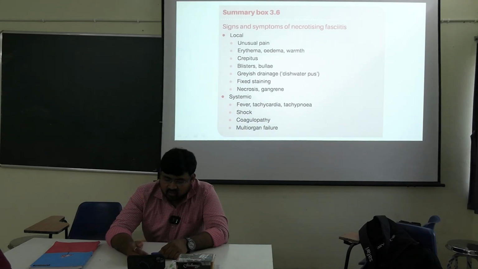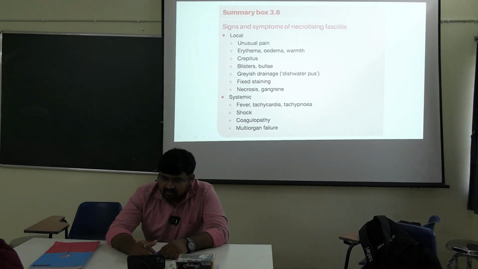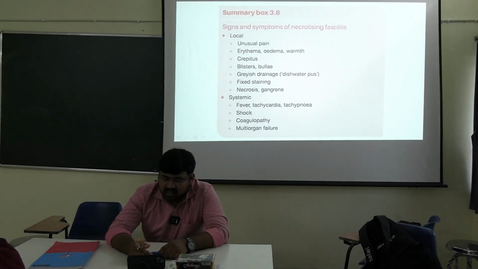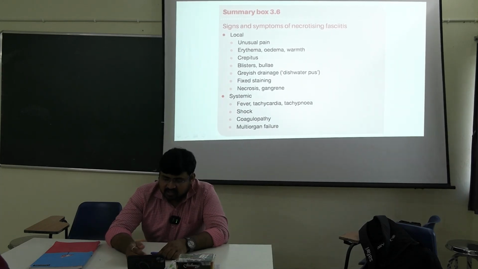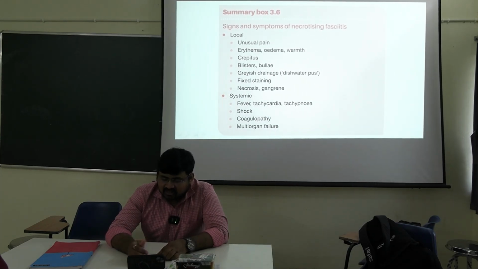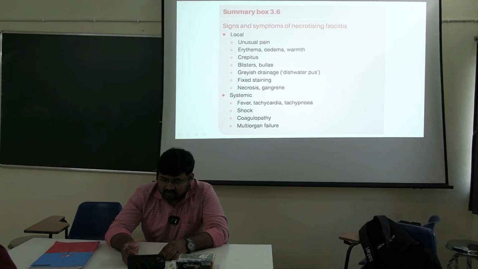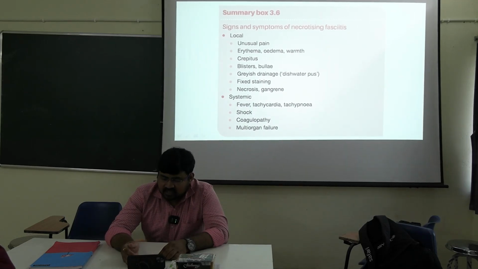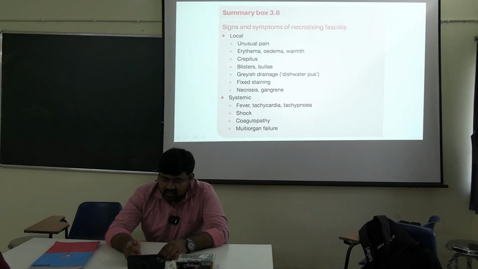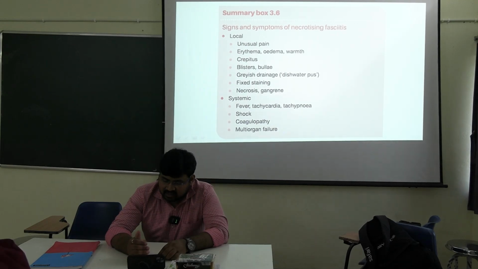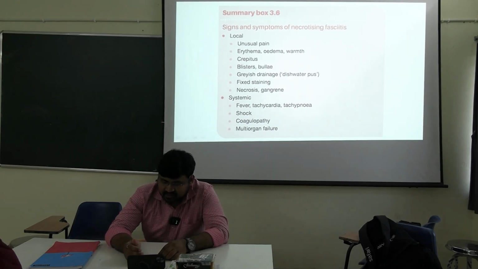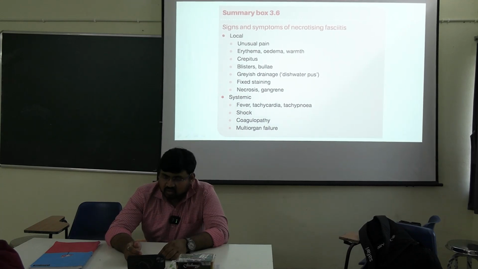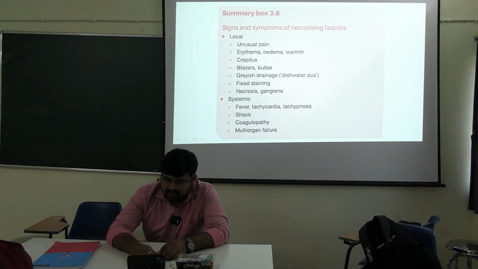They are divided into local and systemic. The local signs are unusual pain, erythema, edema, warmth, crepitus, blisters, bullae, grayish drainage, meaning dishwater pus, then fixed staining, necrosis, gangrene. And systemic, there may be symptoms like fever, tachycardia, tachypnea, shock, coagulopathy, multi-organ failure.